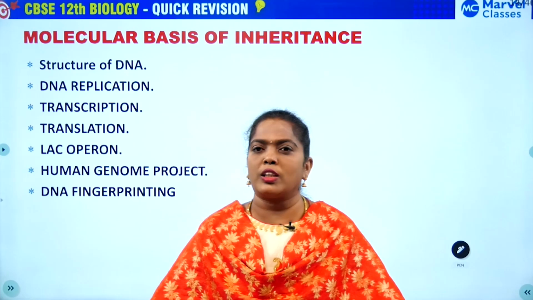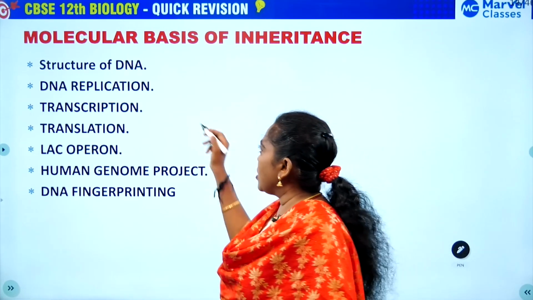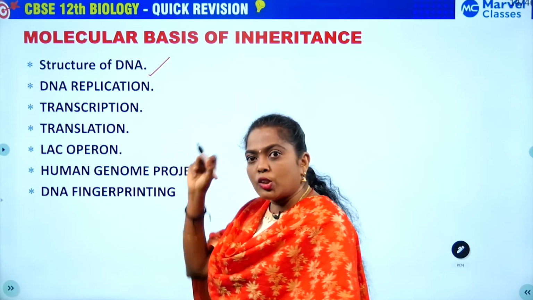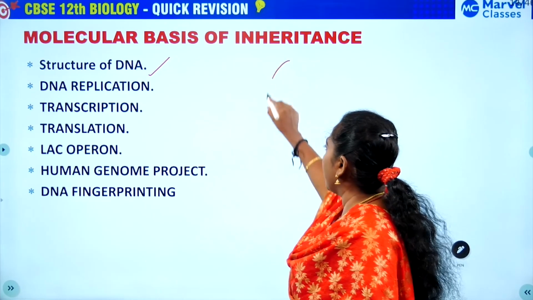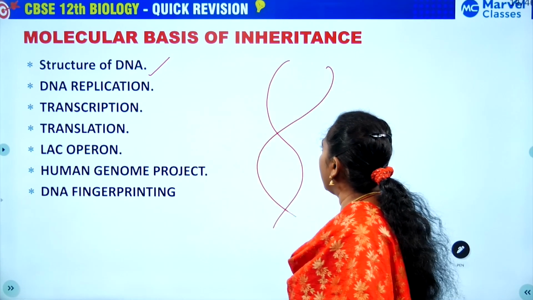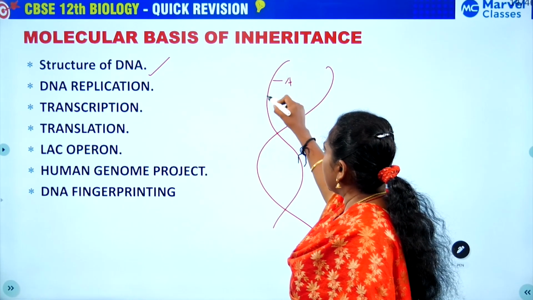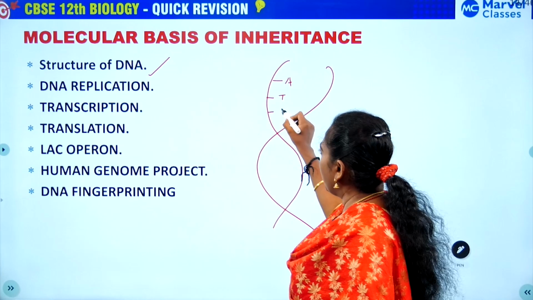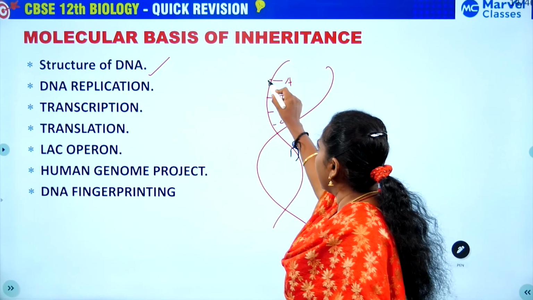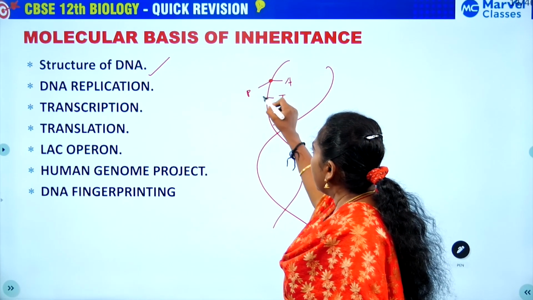Then the next one is molecular basis. Here you have to mention the structure of DNA. When you are talking about the structure of a DNA, just say about the bases, purines, pyrimidines, everything, and then the bonds which are present in between them.